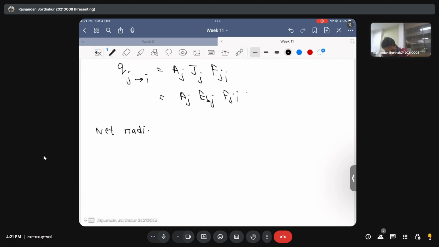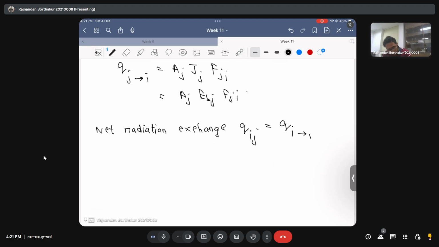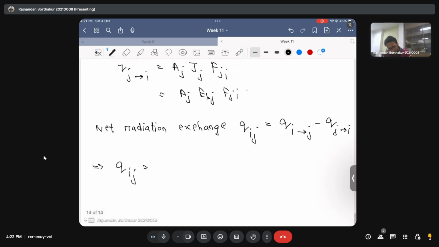exchange, which I will define as Qij, and this is going to be the difference between Qi to j minus Qj to i, and that's how the net radiation exchange is essentially defined. And I can then write this Qij. So Qij is nothing but Ai times Ebi times Fij minus Aj Ebj times Fji. So this precisely gives you the net radiation exchange taking place from body i to j typically.